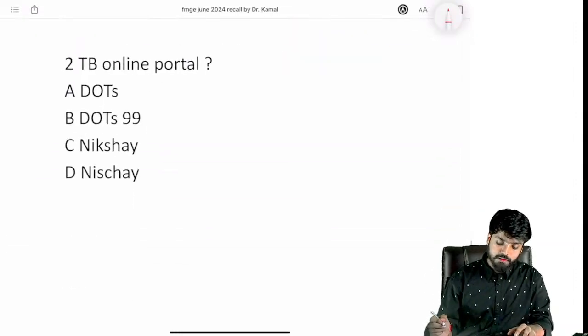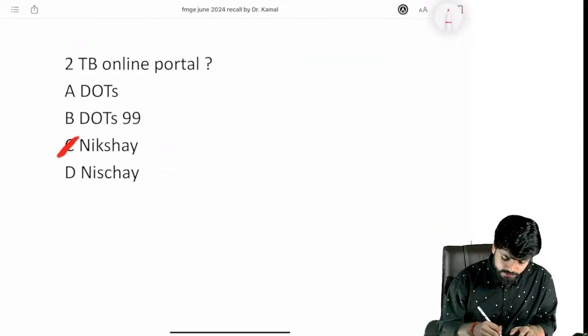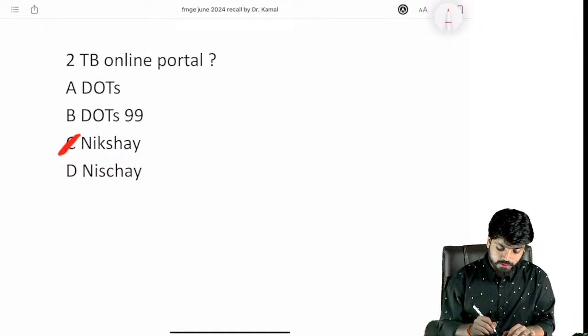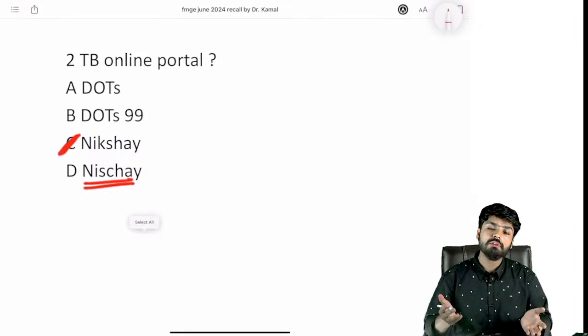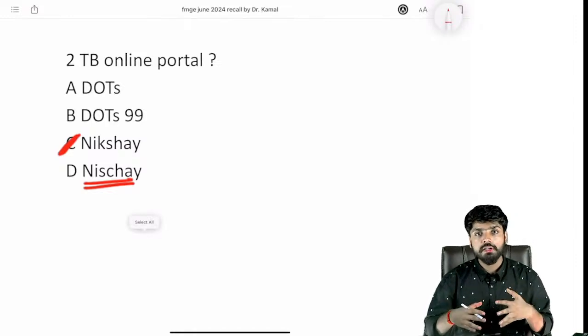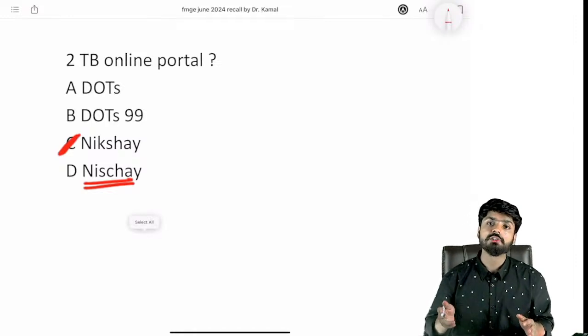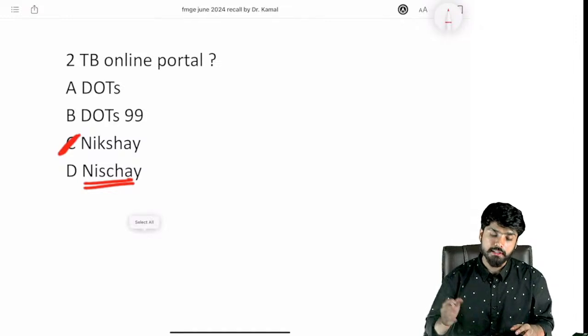TB online portal is directly Nikshay. Okay. Nischay in Hindi means to determine. What we want to determine is, it's a kit that government is providing. It's a UPT kit or urine pregnancy test kit.